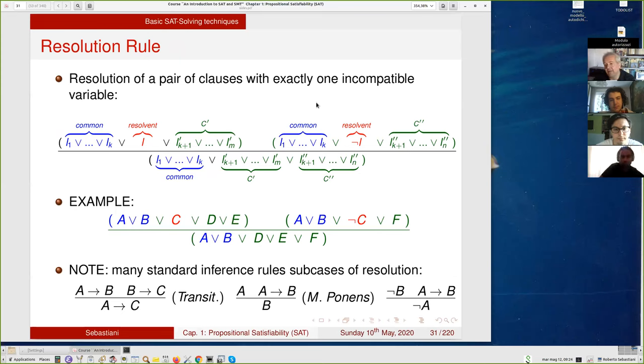Very importantly, there is the resolution rule, which works as follows. The resolution rule can apply to pairs of clauses which have exactly one incompatible variable, so one incompatible literal, which is called the resolvent. So suppose you have a clause which contains a literal L plus something else, and another clause which contains the negation of L plus something else. Remember that if L is a negative literal, by not L we mean the atom. So we don't have double negations. The negation of not Ai is Ai.